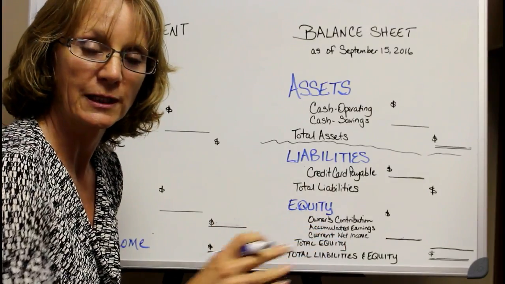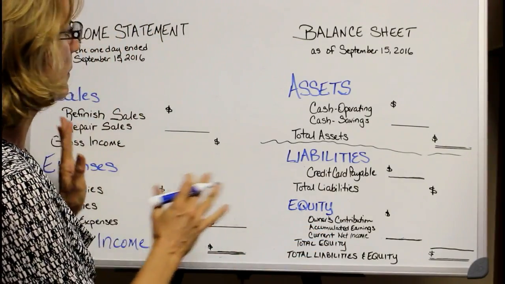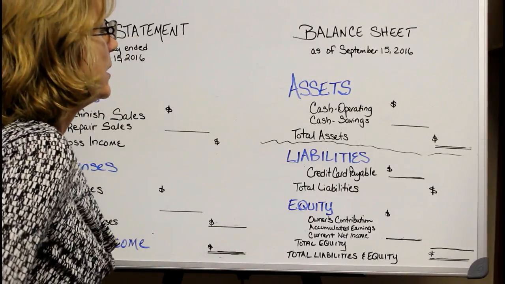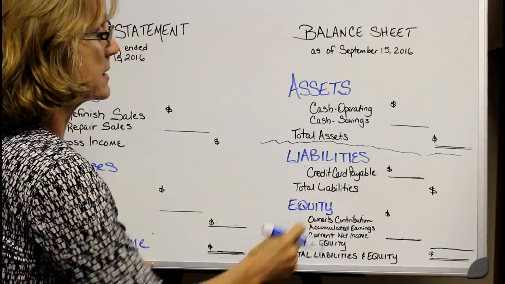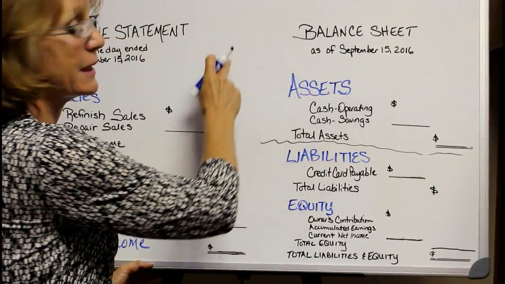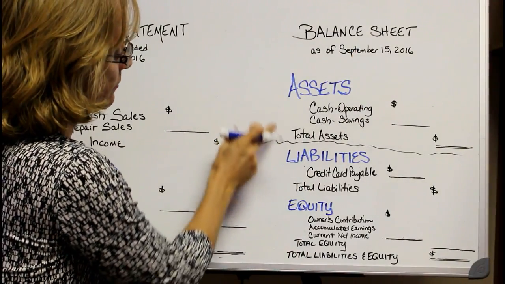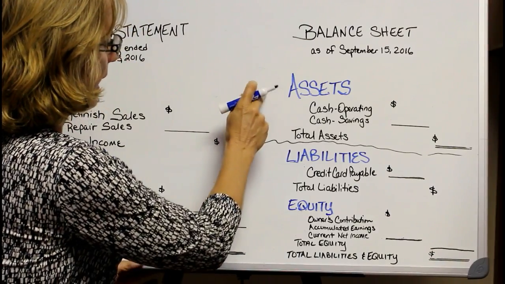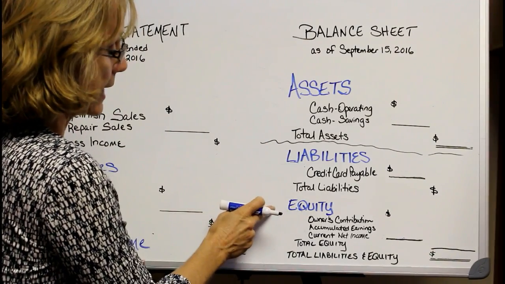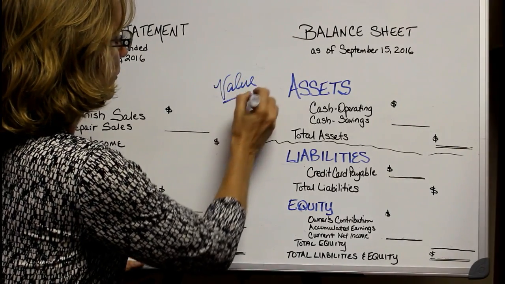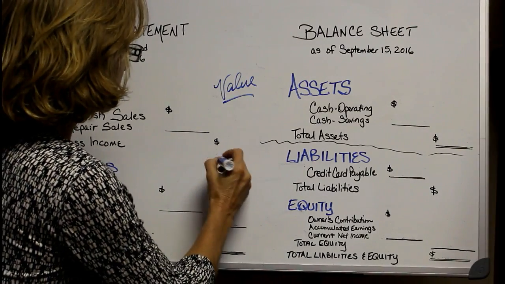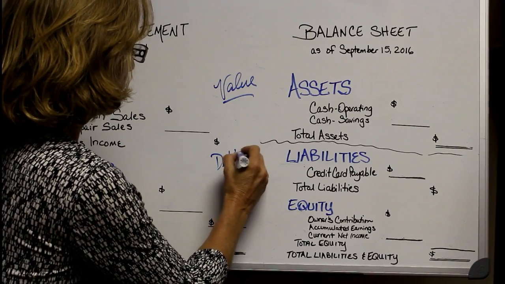We're going to cover those in a later video, and we're going to start with the balance sheet and the income statement. So the balance sheet is the financial position of a business on a particular date from the beginning of time. It consists of three different sections: assets, liabilities, and equity. Assets are cash or anything that can be turned into cash fairly quickly. Liabilities are the debts the business owes.